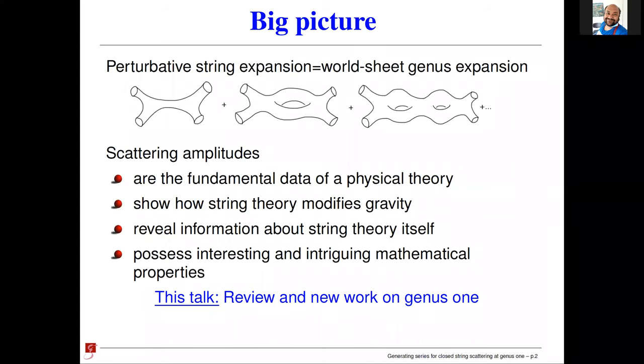So you might also learn... Question. You have mentioned that string theory modifies gravity. Can you speak a little bit more on that? I will come to that, this is really just first describing the very big picture. Certainly string theory will modify gravity, and later on I will show you very explicit expressions for what a scattering amplitude looks like in string theory and also how it modifies the gravity scattering amplitude.